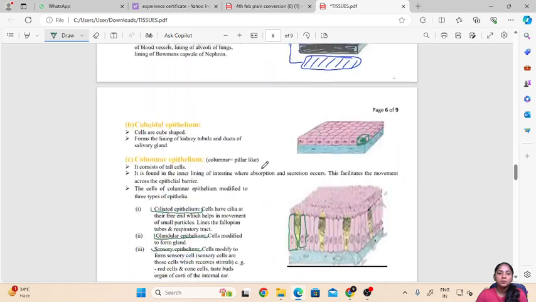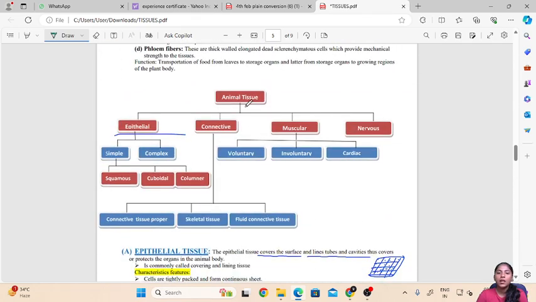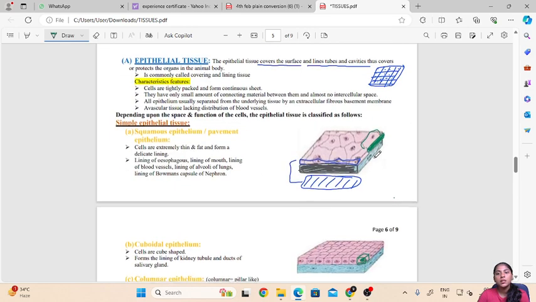Then the next types of animal tissue, connective tissue, muscular tissue and nervous tissue, we will see in the next video.